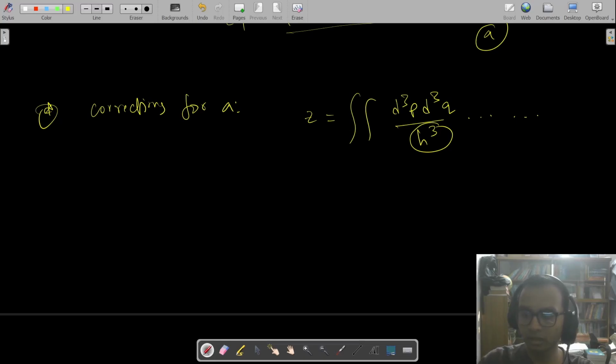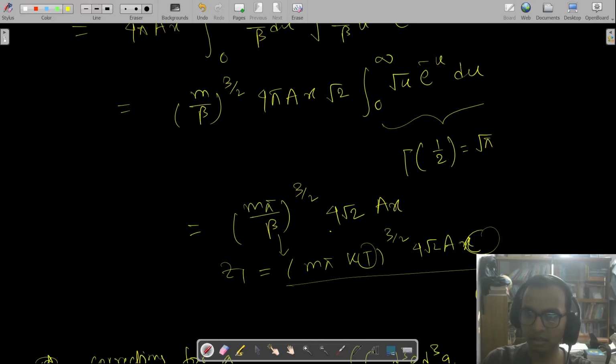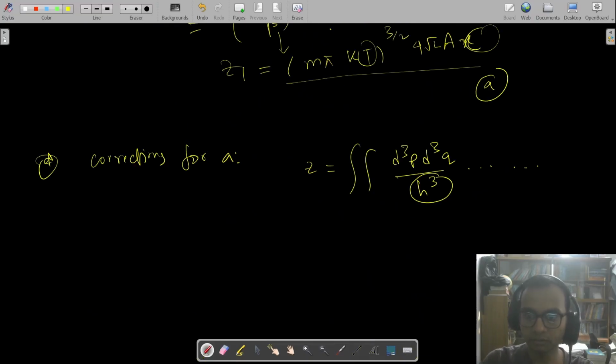Also, notice here, I've told you guys that the integral is gamma half. Actually, this is not gamma half, it is gamma 3/2. Sorry. So that integral is gamma 3/2, which comes out to be root pi by 2.